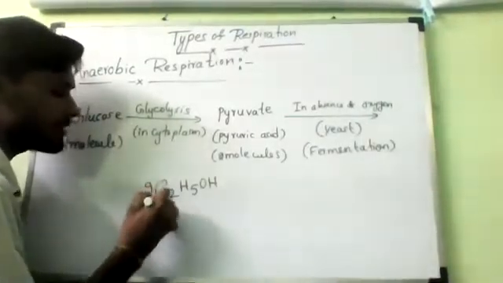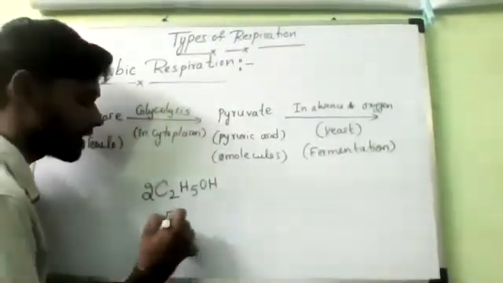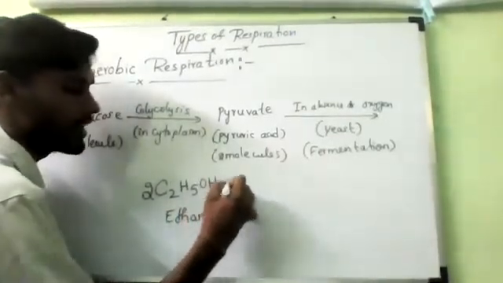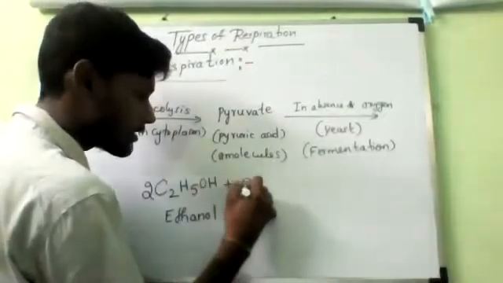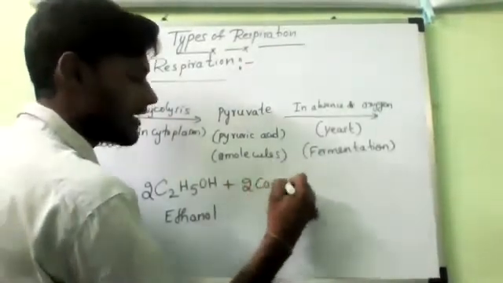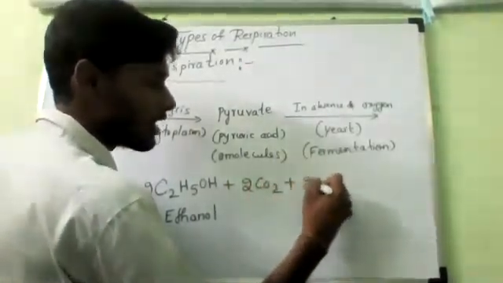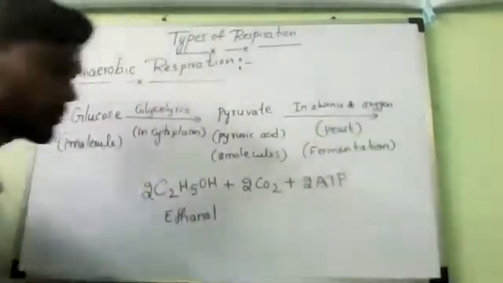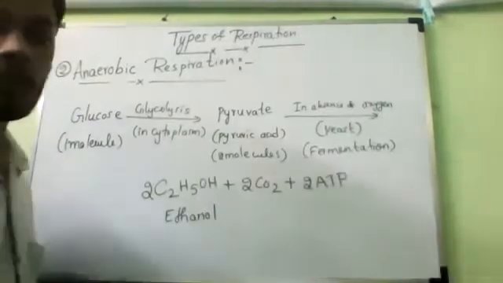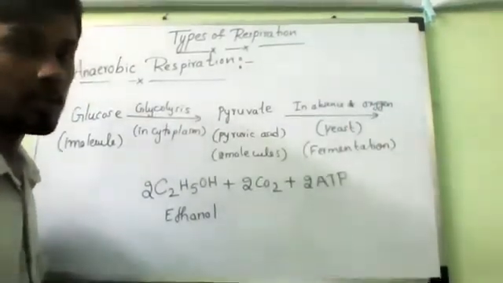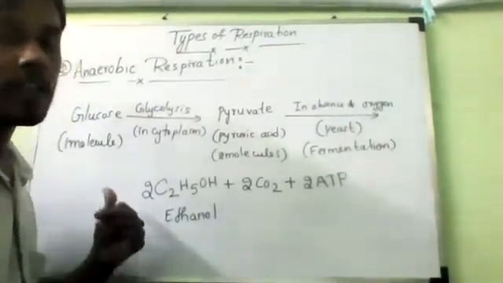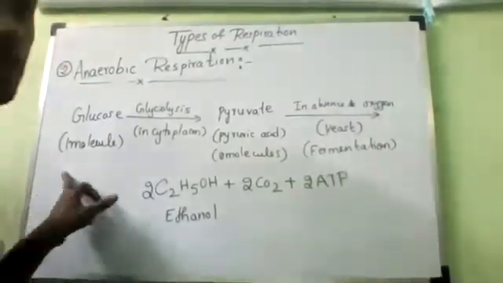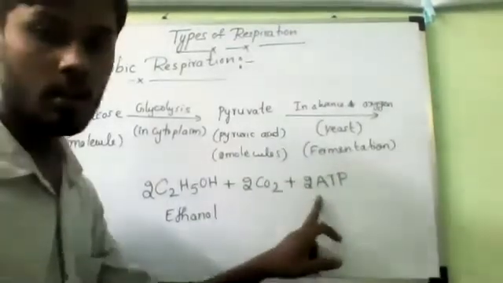Ethanol is C2H5OH. Two molecules of ethanol will come, as well as two molecules of carbon dioxide and 2 ATP molecules. Energy-rich ATPs will come. So this is the chemical equation of anaerobic respiration. If you observe here, during anaerobic respiration, one molecule of glucose produces only how much?